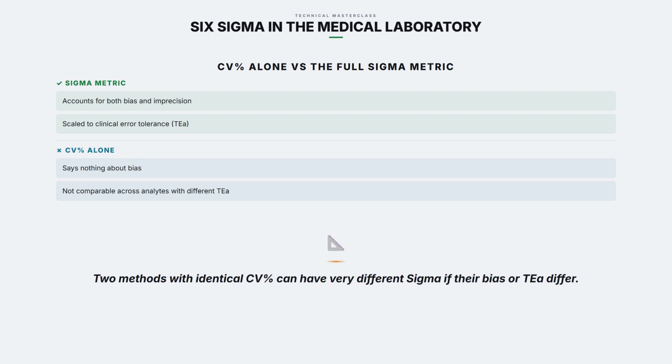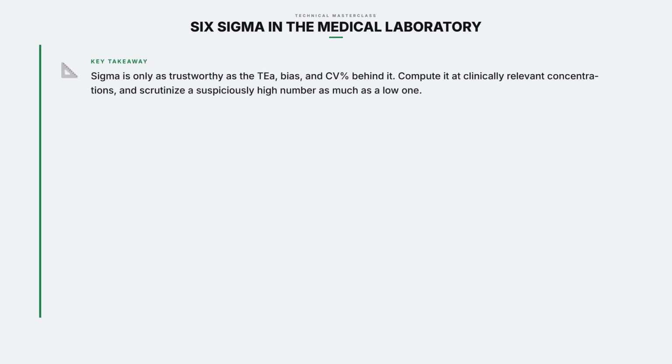The through line for this chapter: sigma is only as trustworthy as the T, bias, and CV% you feed it. Compute it carefully at the concentrations that matter clinically, and treat a suspiciously high number with the same scrutiny as a low one.